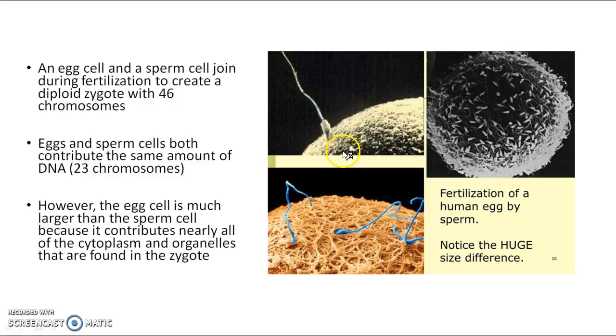So we see here real electron microscope pictures of a sperm fertilizing an egg cell. And this is actually a bunch of sperm trying to fertilize an egg cell, and only one of them will be successful. Now, eggs and sperm are both going to contribute the same amount of DNA to the zygote. They each contribute 23 chromosomes. However, the egg cell, if you'll notice, is much, much larger than the sperm cell. And that's because the egg contributes nearly all of the cytoplasm and organelles that are found in the zygote. All that the sperm really contributes is DNA.